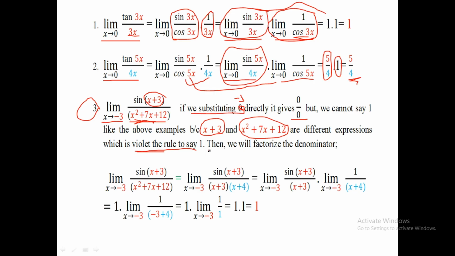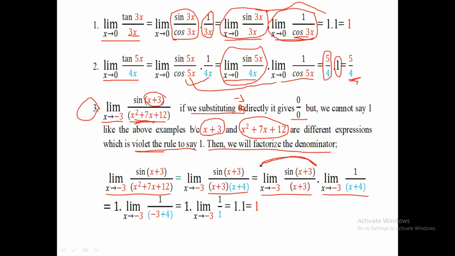But what will be the solution now? We will factorize the denominator. The given limit is sine of (x plus 3) over x squared plus 7x plus 12. When we factorize, I have (x plus 3) times (x plus 4). So I will rearrange and separate this into two limits using the limit property.